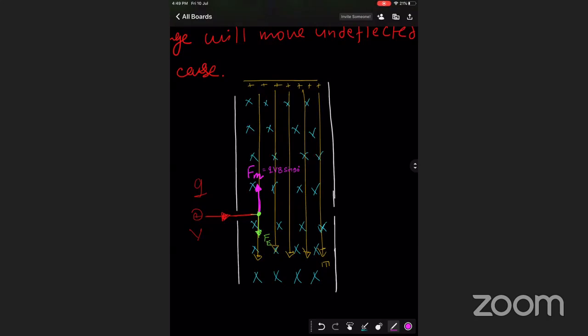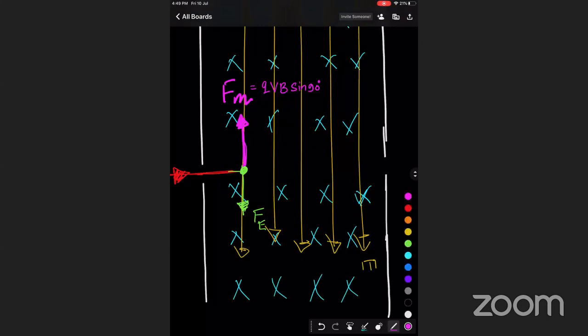Okay, and what will be the electric force, electrostatic force? If you put a charge Q in an electric field E, it will experience a force QE, right? Am I right? Yes, sir.